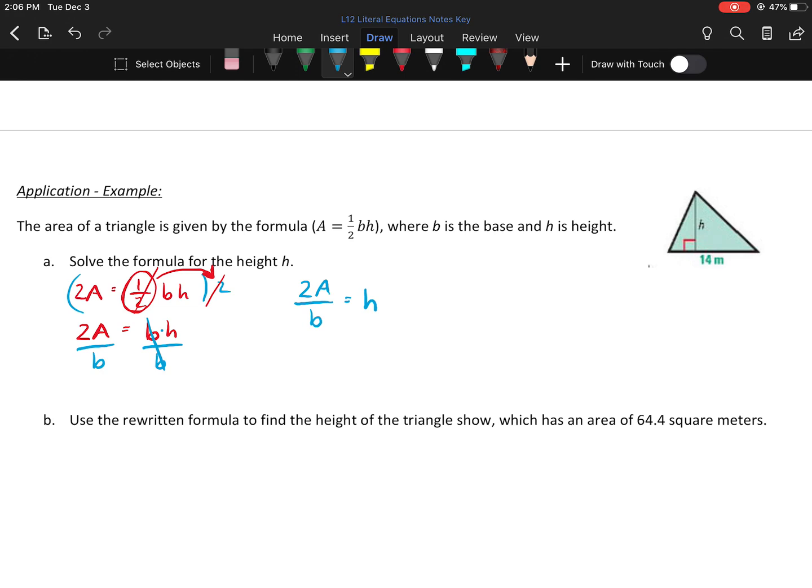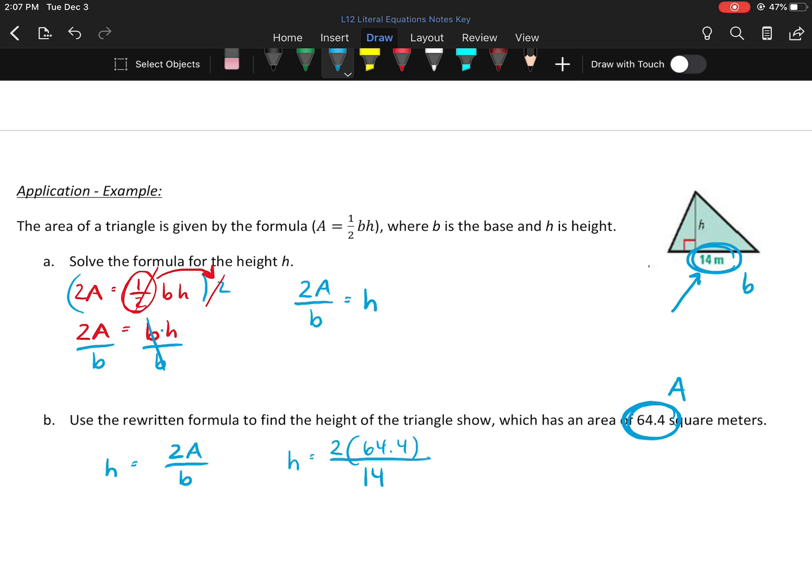And now it says use the rewritten formula to find the height of the triangle, which has an area of 64.4 meters. So I'm going to take my formula, I'm going to put the h first this time. h is equal to 2 times the area divided by the base. I told you this is my area, so that's my A, and if you look up at the picture, I told you the b, or the base, was 14. So if I plug all that in, I'm going to have h is equal to 2 times my A, which is 64.4, all divided by my base, which was 14.